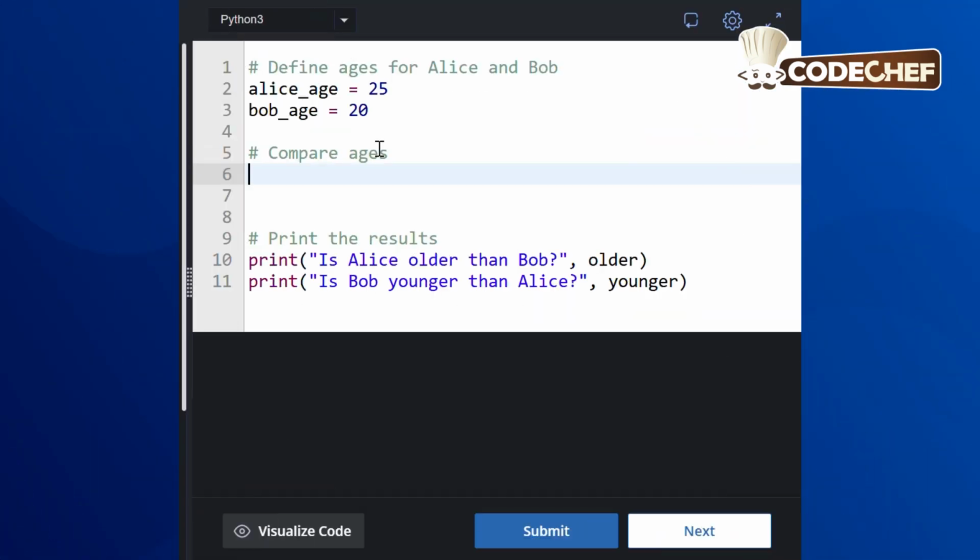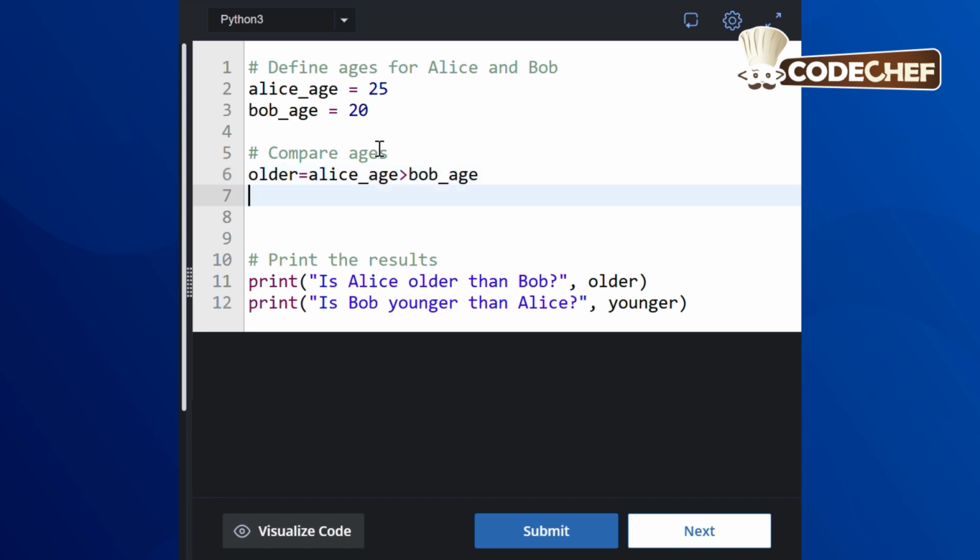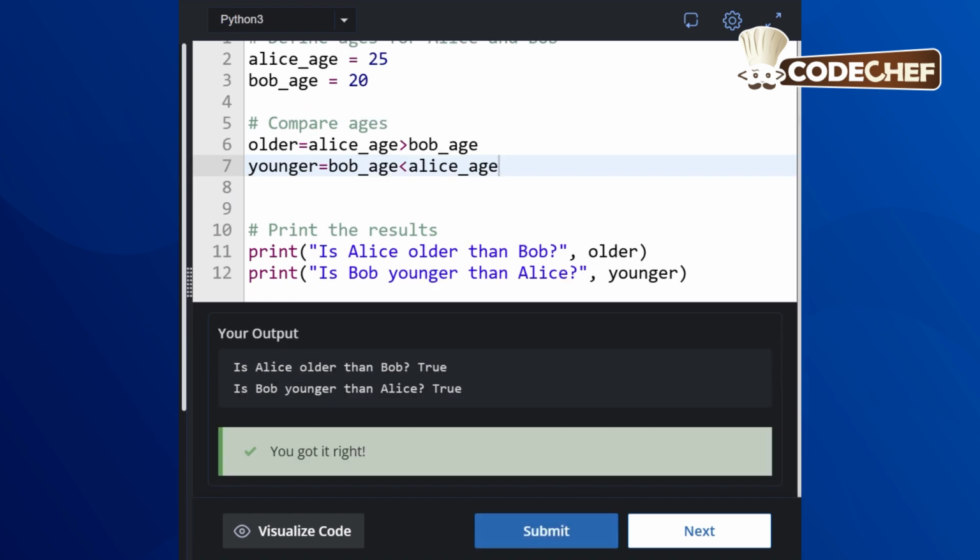Let's solve one together. Alice is 25 years old. Bob is 20. First, we check. Is Alice older than Bob? That's asking, is 25 greater than 20? Yes, so the result is true. Next, we check. Is Bob younger than Alice? That's asking, is 20 less than 25? Again, yes, true. Both comparisons confirm Alice is older and Bob is younger.